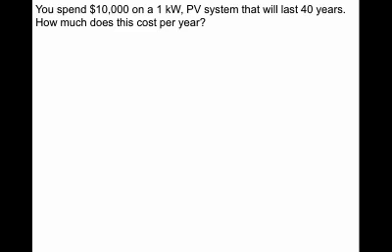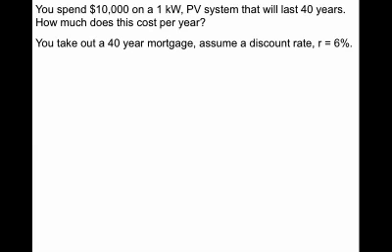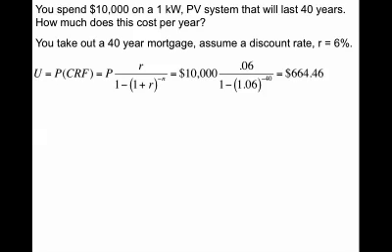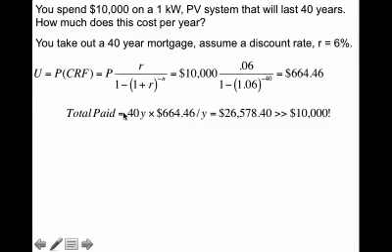So let's say you spend $10,000 on a 1 kilowatt photovoltaic system and it should last 40 years. How much does this cost per year? This is a $10 per watt system. That's pretty expensive, but let's just go with it. So you're going to take out a 40-year mortgage because it's over this 40 years that you will generate electricity with your investment. And you get an interest rate of 6%, you find that you have to pay $664 each year. Times 40 years, this is $26,000, which is way more than the present value.